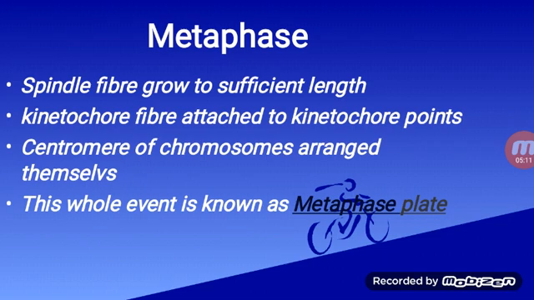Now, the second phase of mitosis is known as metaphase. Spindle fiber in metaphase grows to a sufficient length. After reaching sufficient length, the kinetochore fiber attaches to the kinetochore points. The centromeres of the chromosomes arrange themselves. When all these three events take place in metaphase, the whole event is known as the metaphase plate.